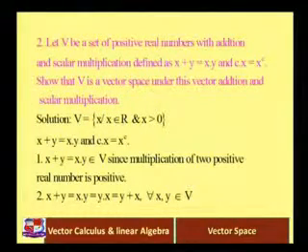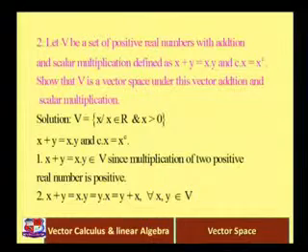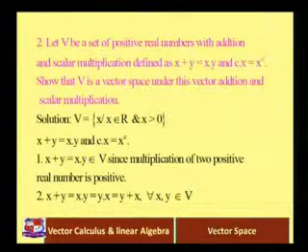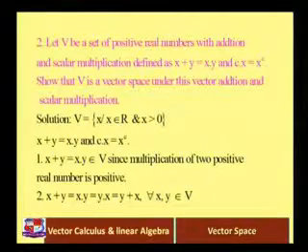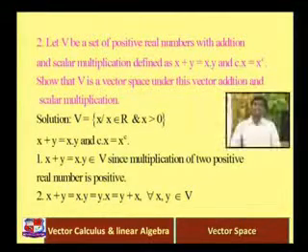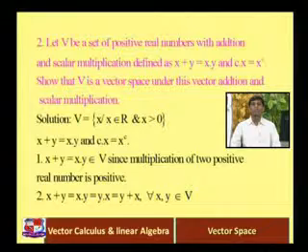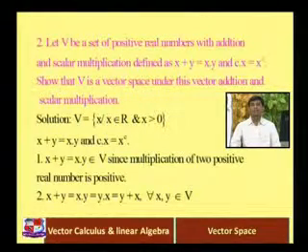This example is quite good. Let V be the set of positive real numbers with addition and scalar multiplication defined as x plus y is equal to x into y. So how do we define addition? Addition of any two real numbers is equal to multiplication of those two real numbers, as defined in the statement of the example.